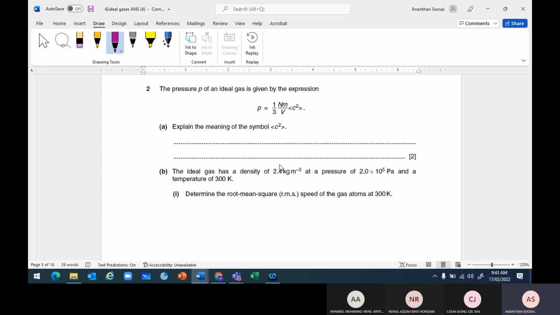So 2 marks. Can you get the 2 marks? What are you going to explain? The pressure P of an ideal gas is given by that equation. Explain the meaning of the symbol c squared. So what is that? Many times I told you, right?